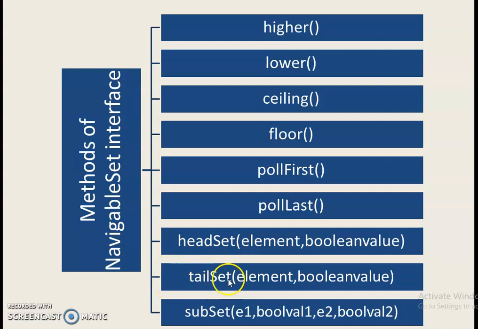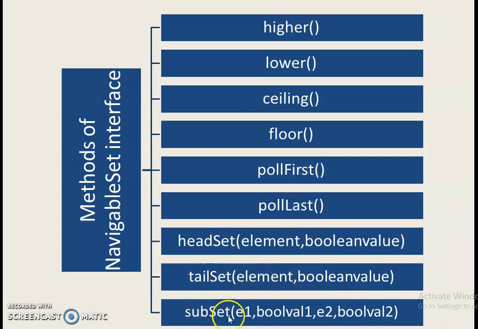Next we have tail set. As we have discussed, tail set returns all the elements after the specified element including the specified element. By default the value of this boolean value is true. So when we don't provide the second parameter to it, it includes the specified element. And when the second parameter is false, it does not include the specified element, right?